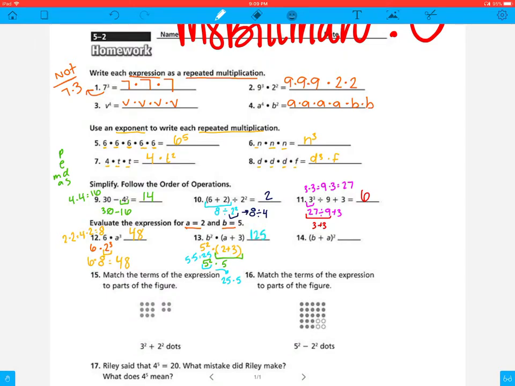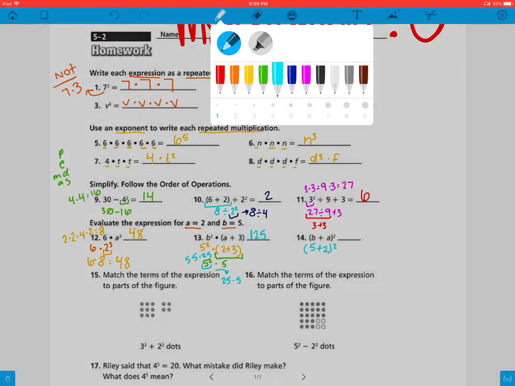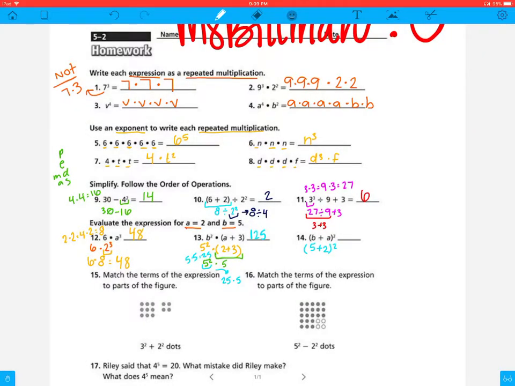Number 14 is b plus a squared. So the sum of b and a squared. So 5 plus 2 squared. I do the parentheses first. 5 plus 2 is 7. 7 squared is equal to 49.